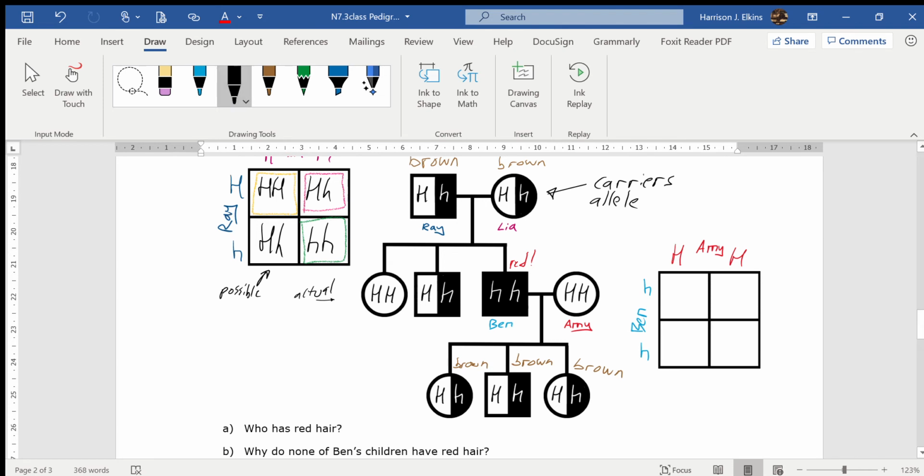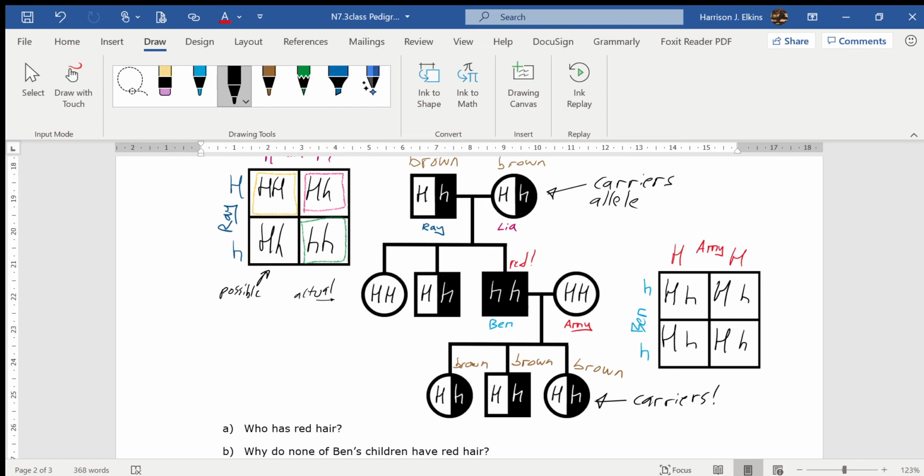Because she can only pass on the dominant version, and guess what that dominant version codes for? Non-red hair. So even though Ben is always going to have the possibility of donating his lowercase red allele, their children will always get the dominant one from their mother. The dominant one from their mother is always going to mask it. And so all their children are carriers. They all carry the red gene, but they don't express it because they have the non-red gene there as well.